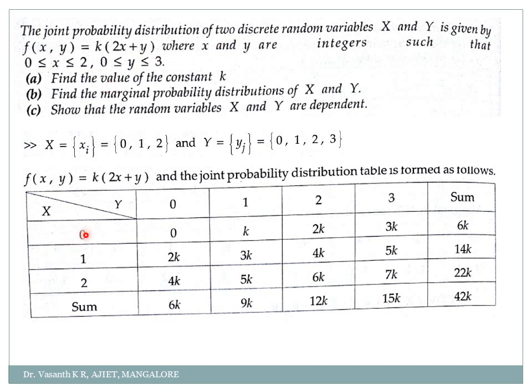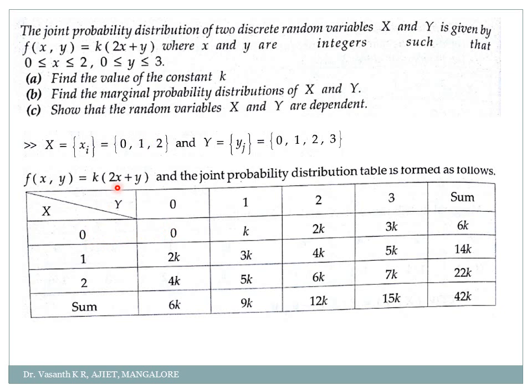So x takes the values what? They are telling you it is integers, so it is 0, 1, 2, and y takes the values 0, 1, 2, 3. Done? Now its function of xy is simply 2x plus y. So what you do is you substitute first x as 0 and y as 0 here. So 2 into 0 is 0 plus 0. So 0 into anything is 0.